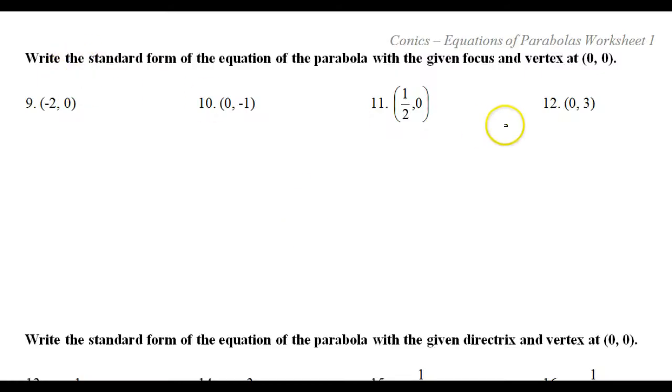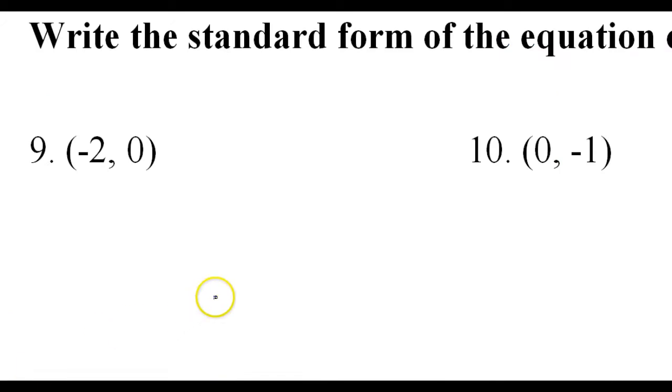Alright, for the first four problems, the directions say write the standard form of the equation of the parabola with the given focus, and of course the vertex is (0, 0). So these are all foci. So number 9. This should be your thought process. Maybe do a little sketch.